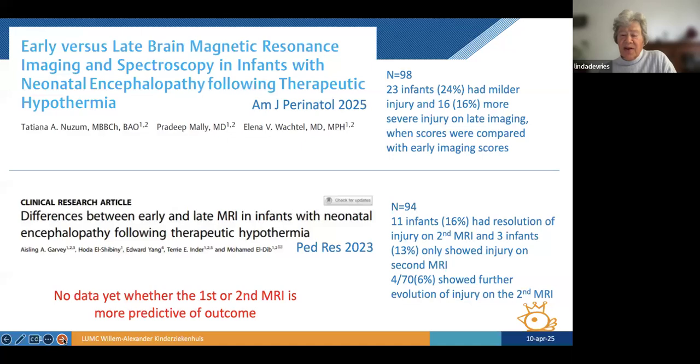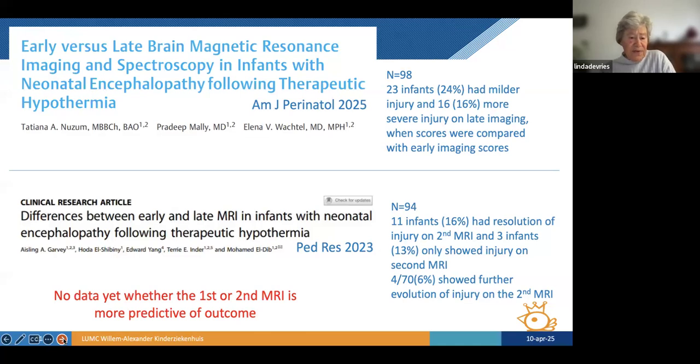If we look at the top one, we see that 24% had milder injury in the 2nd week. Well, that's basically because you no longer see your diffusion abnormalities. And 16% had more severe injury, but in this paper there are no examples, so it's difficult to know how important the changes were. Well, in the other paper by Mohammed's group, we have 94 babies, and 16% once again showed resolution of the injury on the 2nd MRI, and 13% only showed injury on the 2nd MRI.